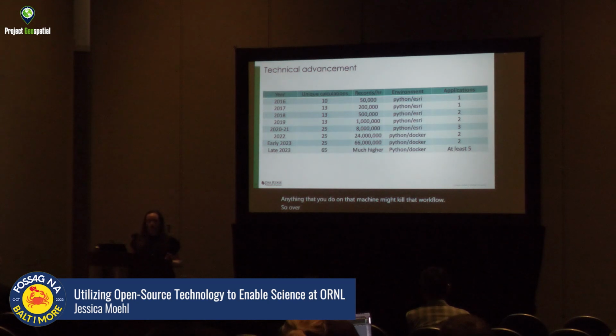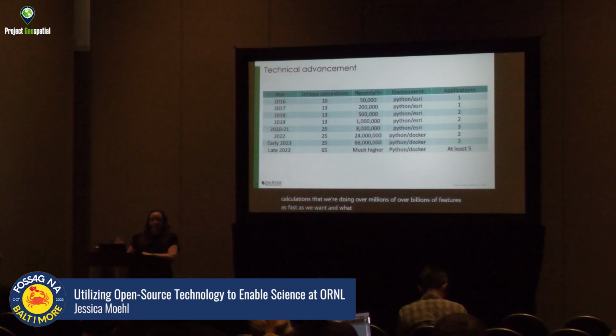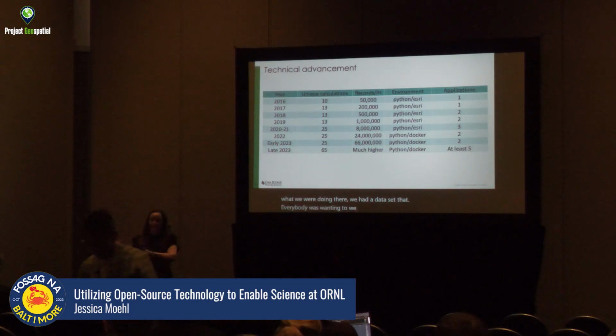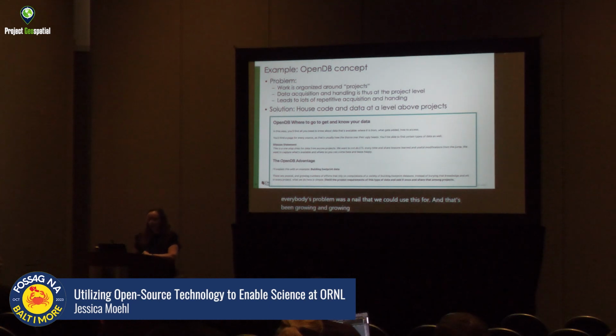So over time we got to where we could get rid of the Esri. Now we can throw it into Docker. And now we can throw that onto a Linux machine, on-prem, on cloud, wherever we want, and do all those calculations that we're doing over billions of features as fast as we want. And once we started doing that and talking about what we were doing there, we had a data set that everybody wanted. This became a hammer, and everybody's problem was a nail that we could use this for, and that's been growing and growing within our organization.